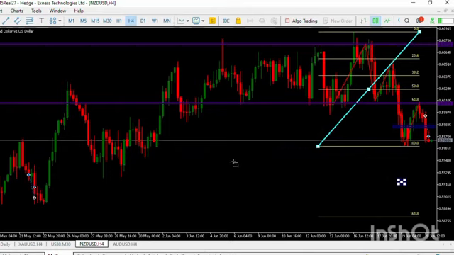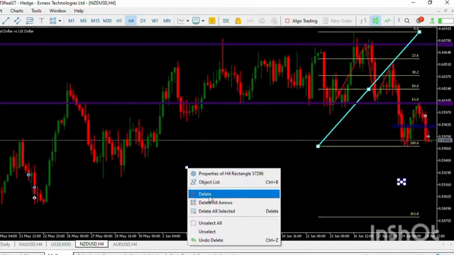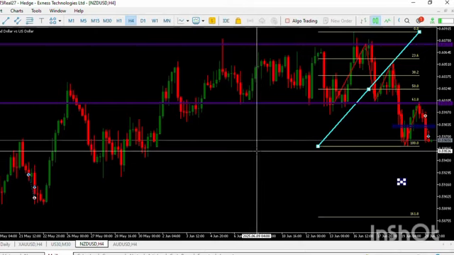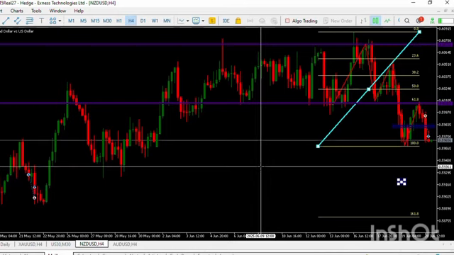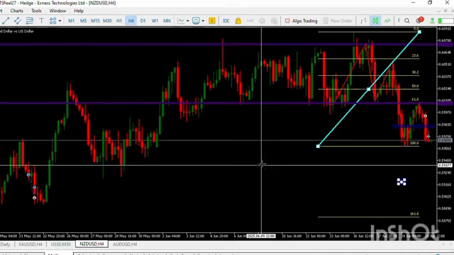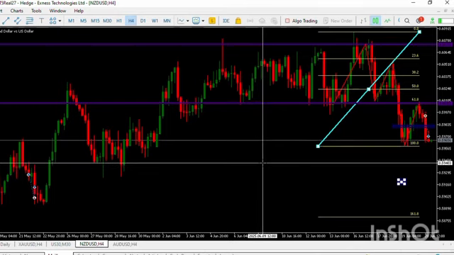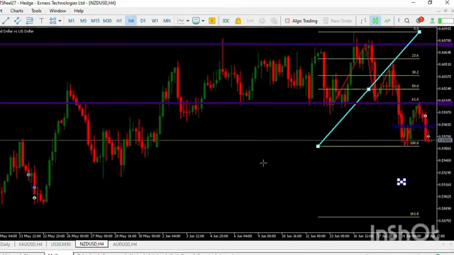Our take profit will be at this level. We're targeting to hit this level as our first take profit, that's about 59,400. 59,400 will be the next take profit. So that is what we're expecting.